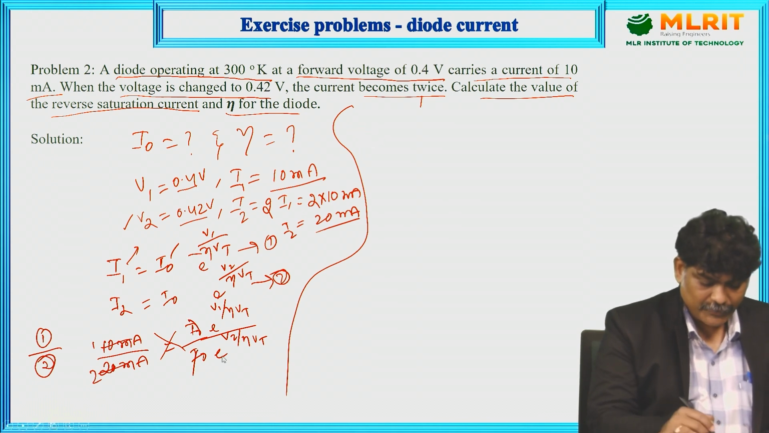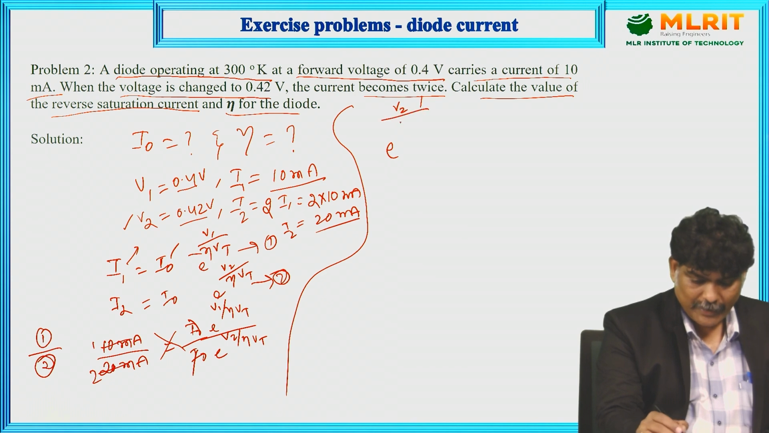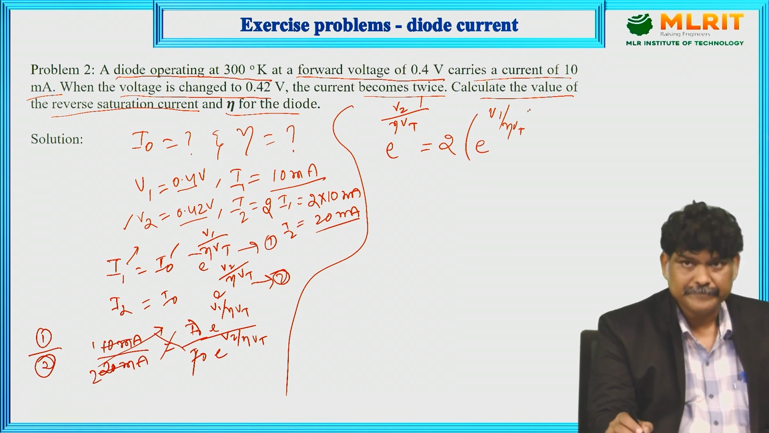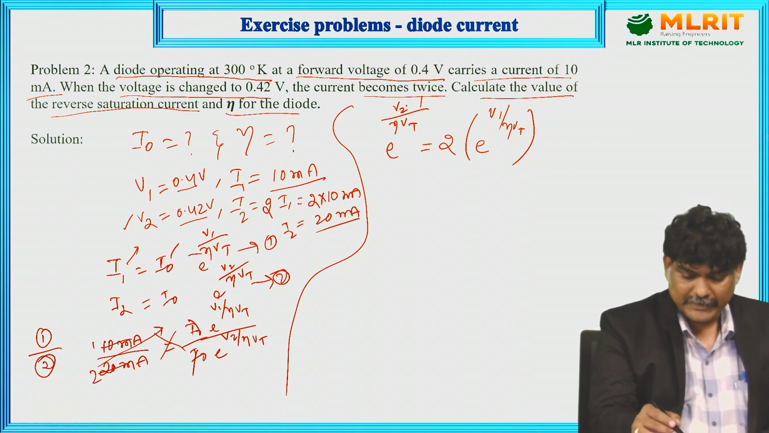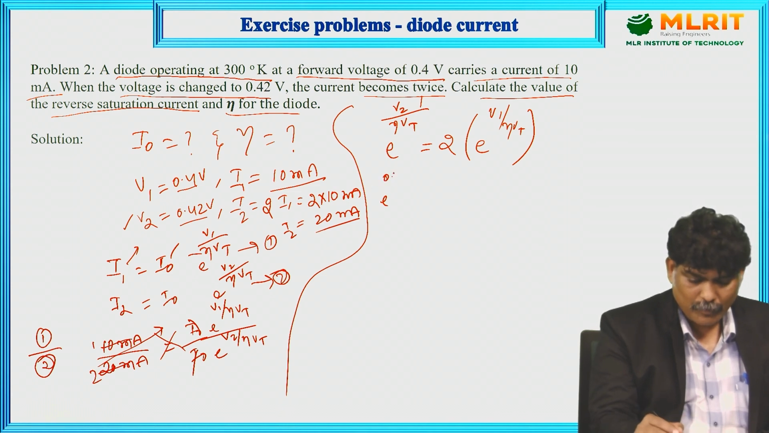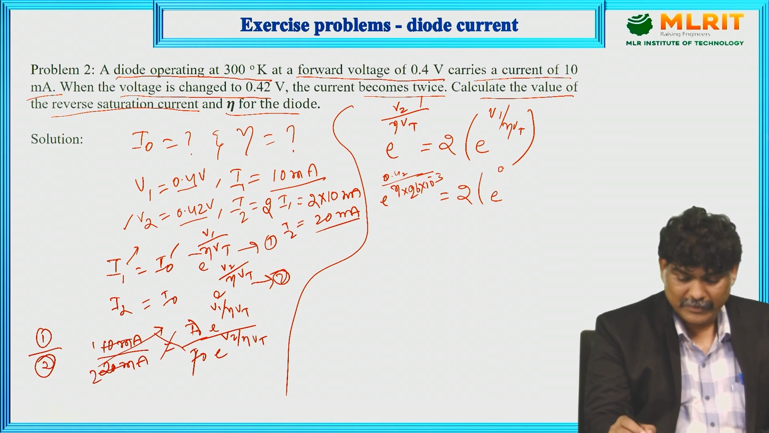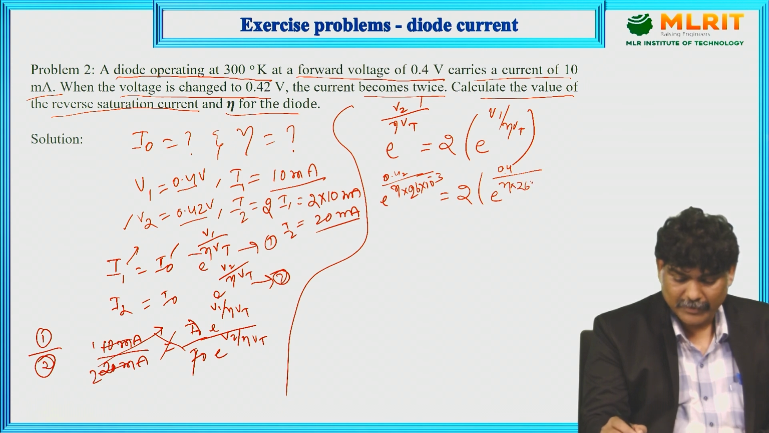I0 gets cancelled. So if you cross multiply, you will get e power V2 by eta Vt is equal to 2 times, this 2 comes here, 2 times e power V1 by eta Vt. Okay. So now let us substitute the values of these. E power V2, what is the V2 value? 0.42 by eta Vt. So Vt value we know, 26 millivolt, that equals 2 into e power, what is the V1 value? 0.4 upon eta into 26 millivolt.